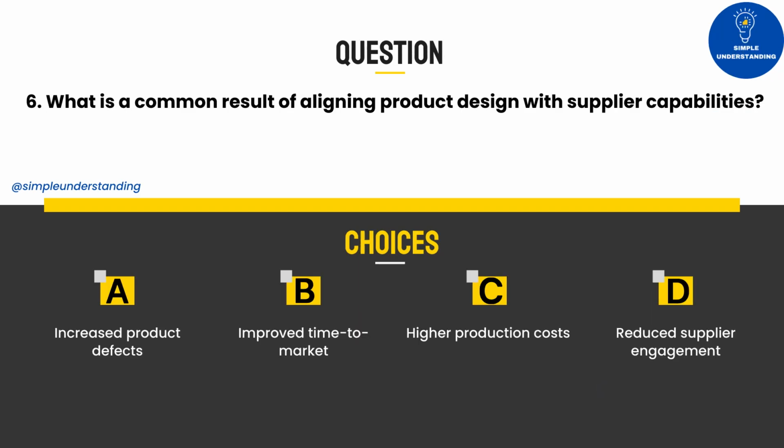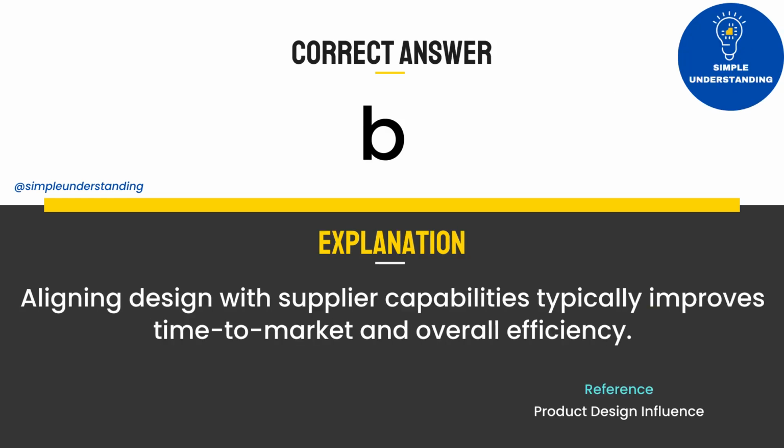6. What is a common result of aligning product design with supplier capabilities? A. Increased product defects. B. Improved time to market. C. Higher production costs. D. Reduced supplier engagement. Correct answer B. Explanation. Aligning design with supplier capabilities typically improves time to market and overall efficiency.